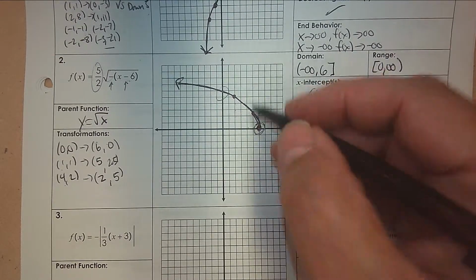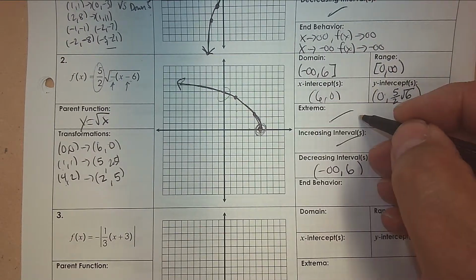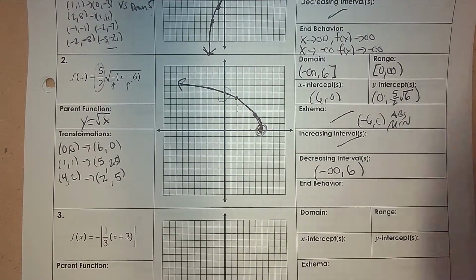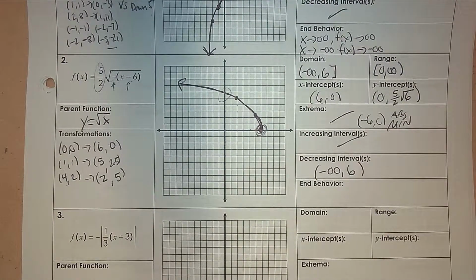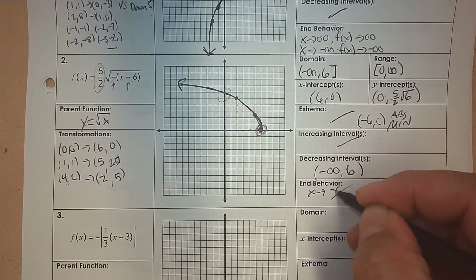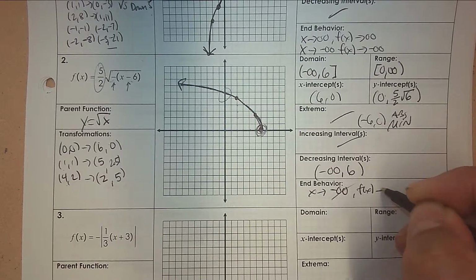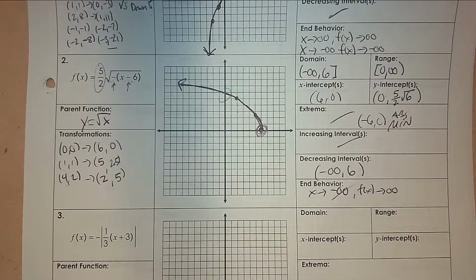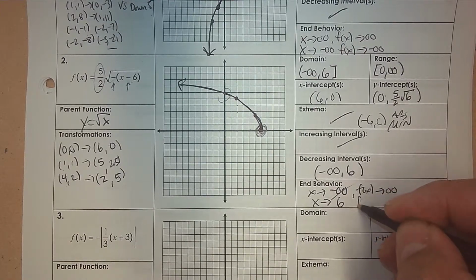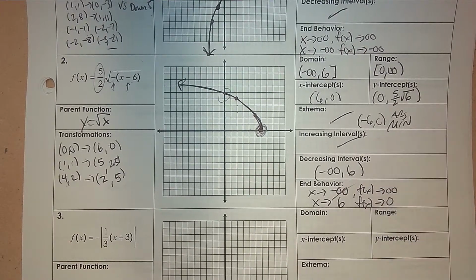I guess down here you could call that (-6, 0) the absolute minimum. You could call that an extreme value. It's the lowest point on the graph. And behavior, I mean, as x approaches -infinity, the function is going to +infinity. As x approaches 6, then the function approaches 0. I guess you could do that as well.